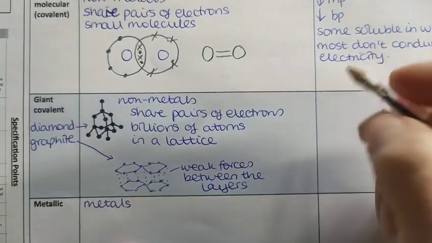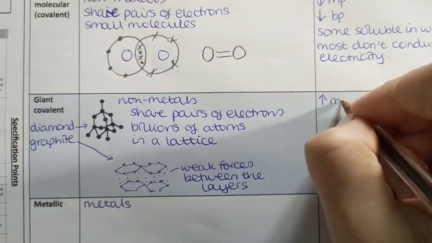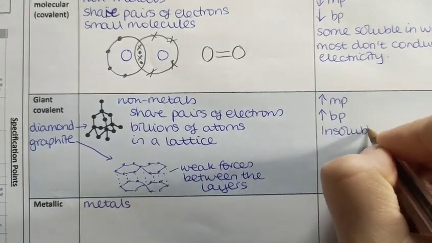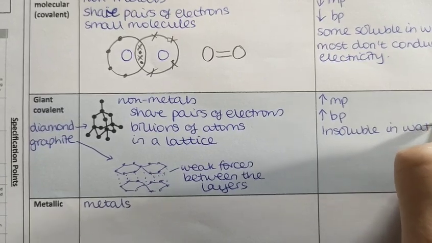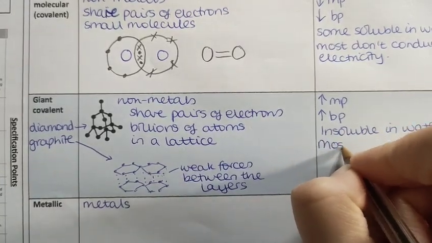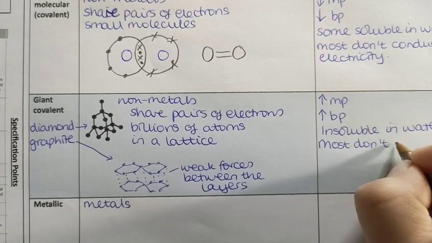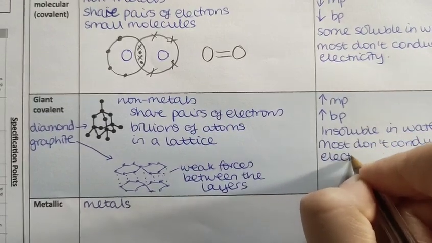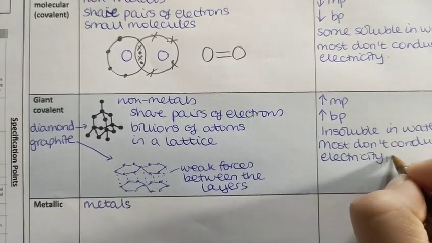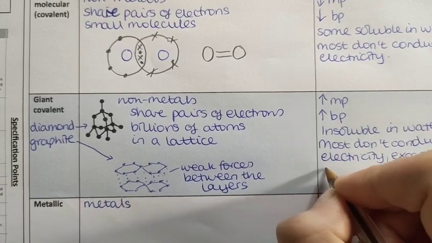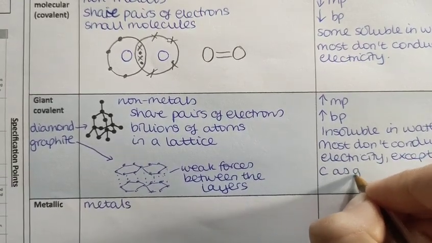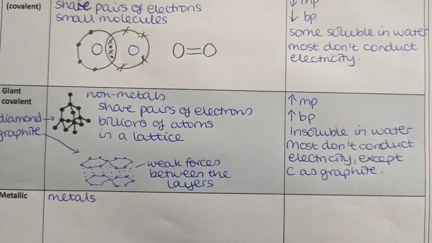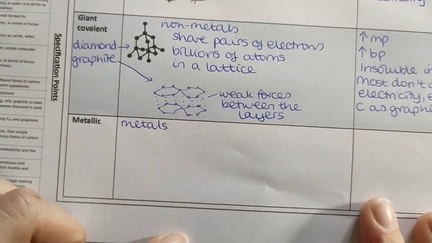Okay, so in terms of melting points, it's got a high melting point, high boiling point. They're insoluble in water, so they don't dissolve in water. Most don't conduct electricity, except carbon as graphite. So graphite does conduct electricity.